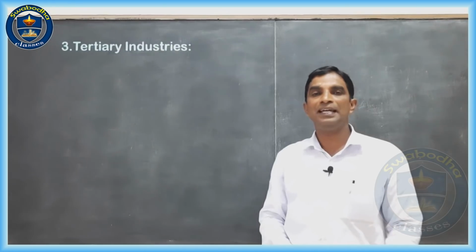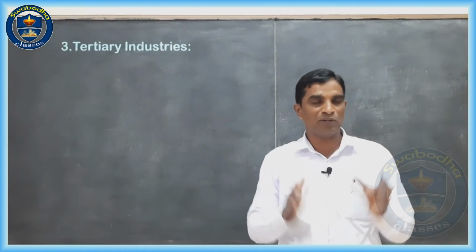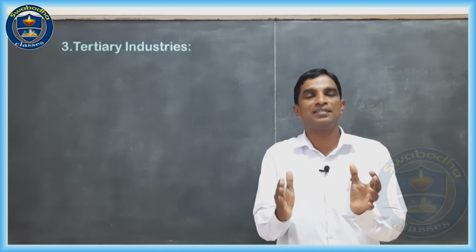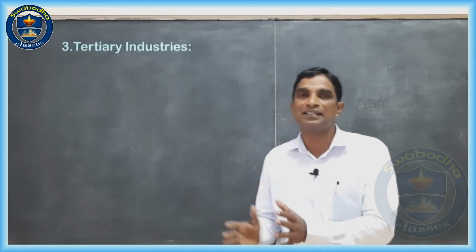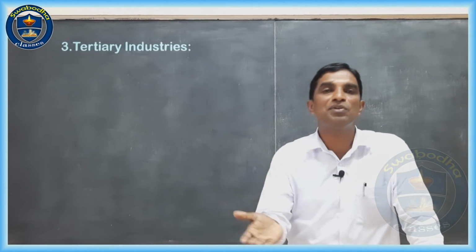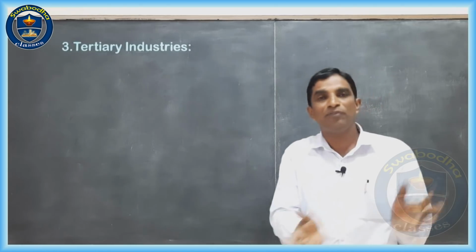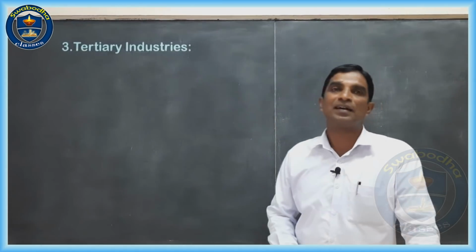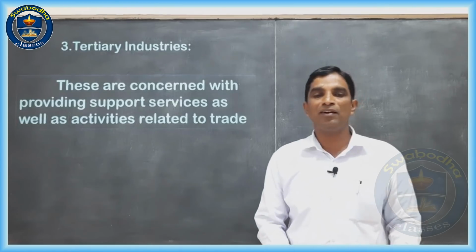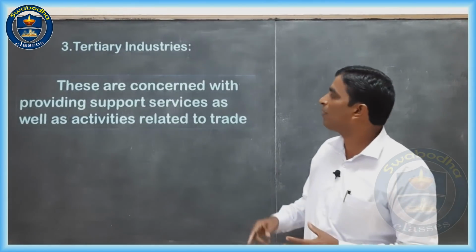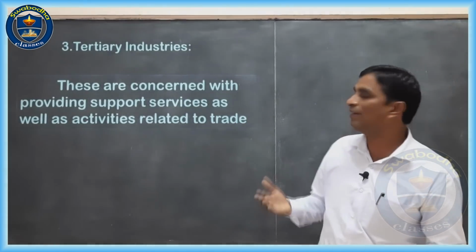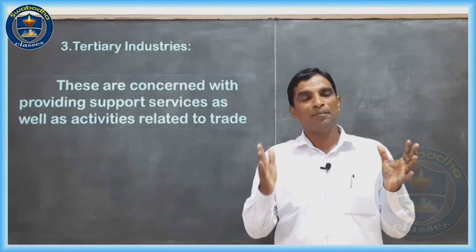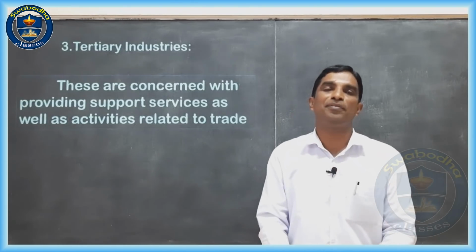Next we see tertiary industries. I told you three major types are there in industries: primary industries, secondary industries, and third, tertiary industries. Tertiary industries provide support services for all industries, even for the commerce section. Together we call them tertiary industries. In Kannada we can call them Puraka Karkanegalu, Puraka Kaigarikegalu. Tertiary industries are concerned with providing support services as well as activities related to trade.